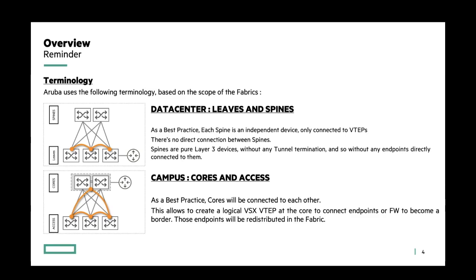So why do we have those differences? Mainly because in a campus, cores will often be connected to each other, and so will form a VSX cluster, which will allow to create a logical VSX VTEP to connect endpoints, routers, firewalls, and so forth, and so to use a core as a border as well. This won't be the case in a data center context, as we want the spines to be independent and pure layer 3 devices. So the connection to external networks and resources will be handled by fabric borders.